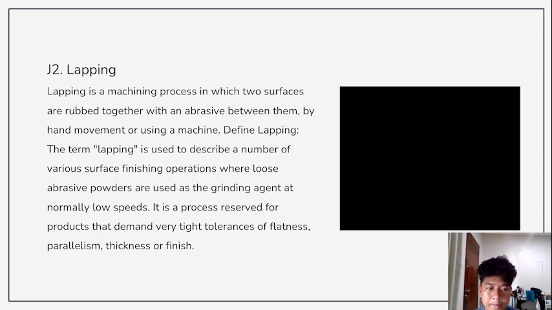Next is lapping. Lapping is a machining process in which two surfaces are rubbed together with an abrasive between them, by hand movement or using a machine. The term lapping is used to describe a number of various surface finishing operations where loose abrasive powders are used as the grinding agent at normally low speed. It is a process reserved for products that demand very tight tolerance and flatness.